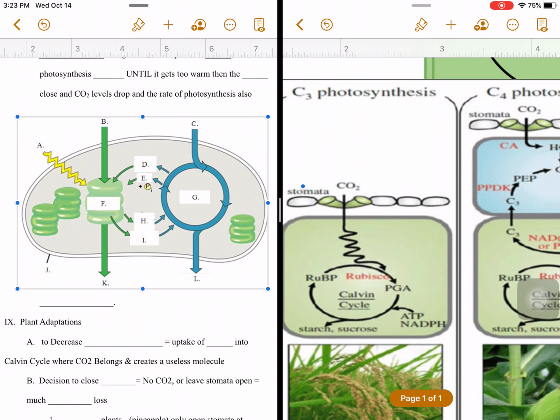Those are your energy molecules that go into the Calvin cycle. So C represents carbon dioxide as it comes into G, the Calvin cycle, and then L represents those sugars that are made finally at the end of it. So I hope that's helpful to photosynthesis.